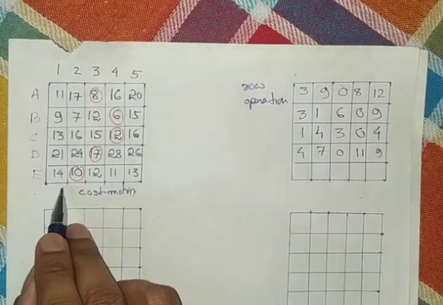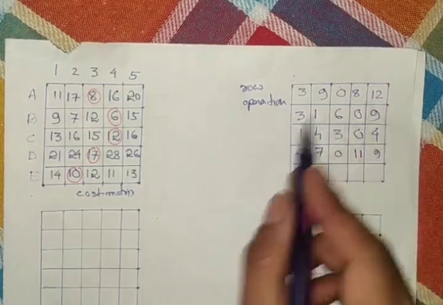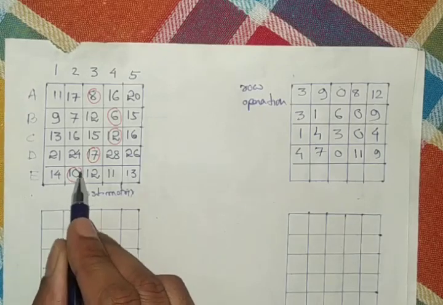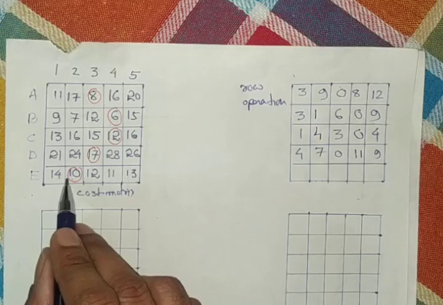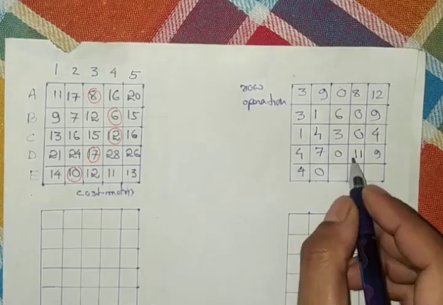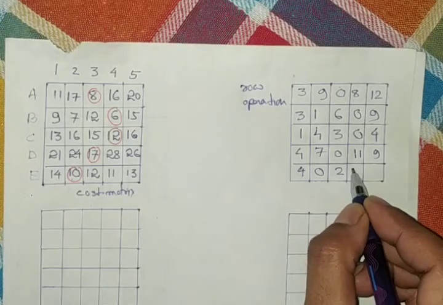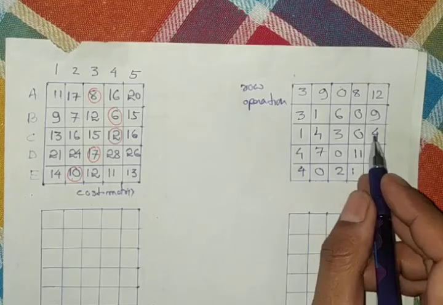In the last one, let's once again do the same thing. Here in the last row, the minimum element is 10. So 14 minus 10 is 4. 10 minus 10 is 0. 12 minus 10 is 2. 11 minus 10 is 1. 13 minus 10 is 3. So the row operation is done.